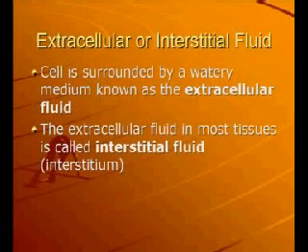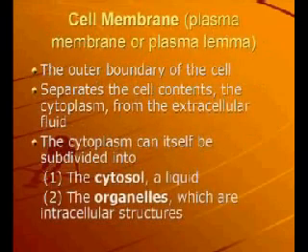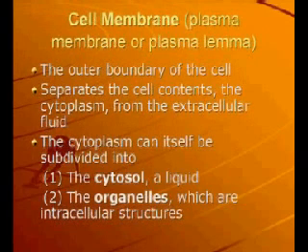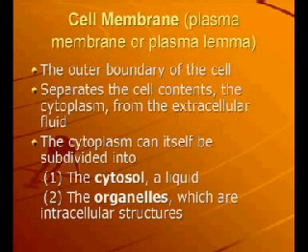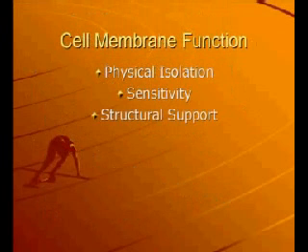The extracellular or interstitial fluid compartments: cells are surrounded by a watery medium. This medium is known as extracellular fluid. Extracellular fluid in most tissues is called interstitial fluid. The cell membrane, or plasma membrane, or plasmalemma, is the outer boundary of the cell that separates the cell contents, the cytoplasm, from the extracellular fluid. The cytoplasm can itself be subdivided into cytosol, which is a liquid, and organelles, which are the intracellular structures.